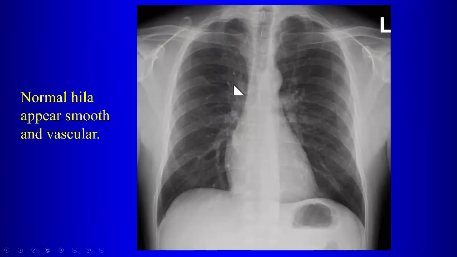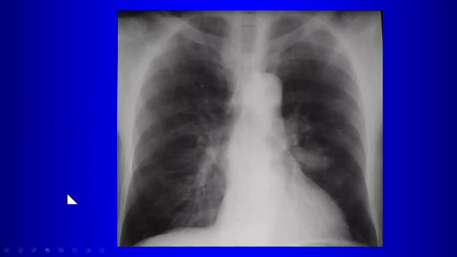The hila should be vascular and smooth, okay? So there should be nothing bulging out from the hila. Now you look at this, and you say what? There's one in the hila. Where? Mostly on the right hilum. Not on the right, no. Did anybody see it? Left hilar opacity. Where? What side? On the left side. Right here. You see that?